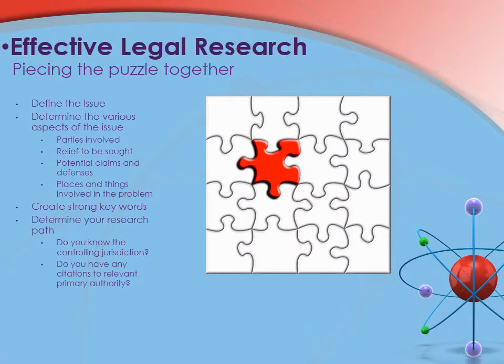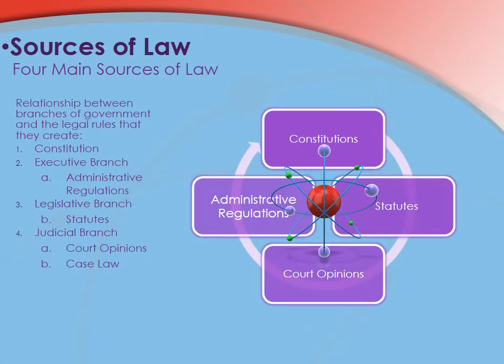And then if you have any relevant citations, if you already know particular cases and you know their citations, you can start there. From there you can Shepardize or KeyCite, or if you're using a different legal research system, use their citation system, to find some cases that are relevant. Now these are some sources of law, like where you can look for information to support your claim.